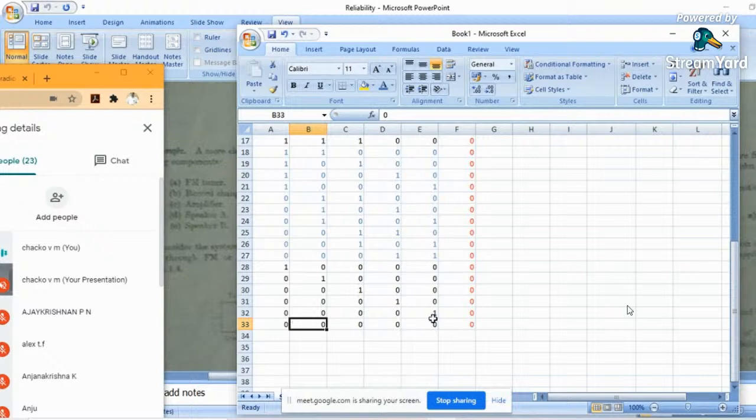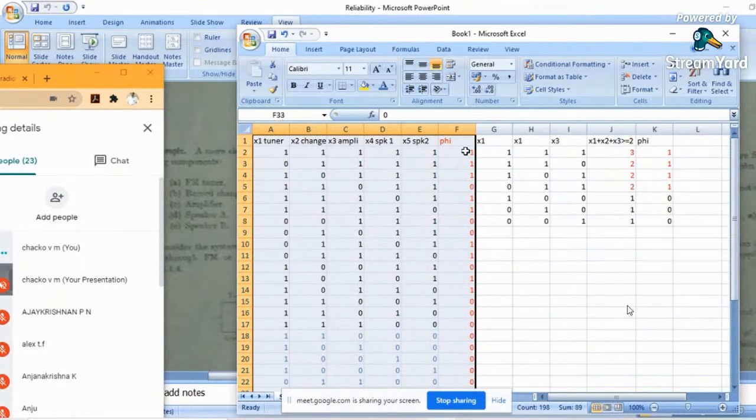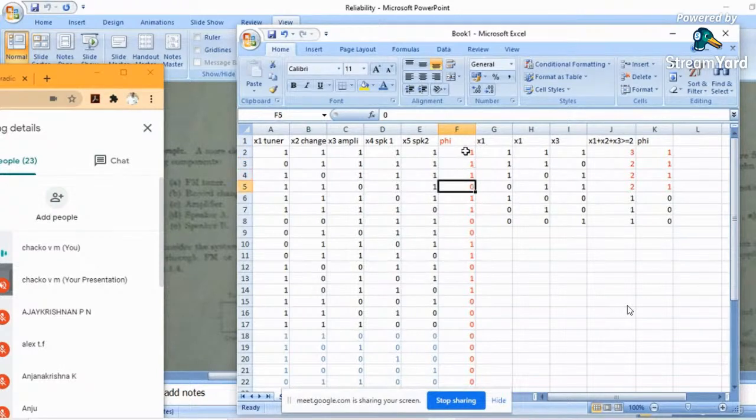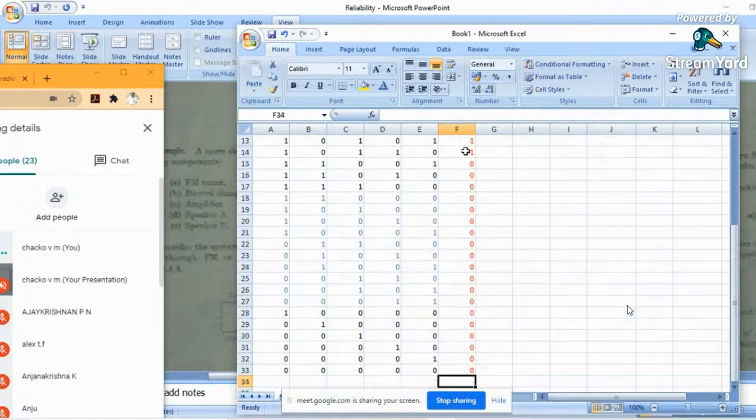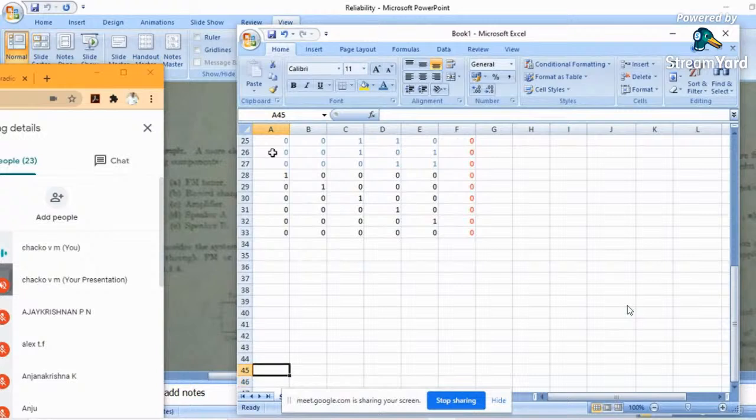Okay, so there are 32 configurations in which 1, 2, 3, 4, 5, 6, 7, 8, 9. 9 configurations are configurations with phi equal to 1. Out of the 32 configurations.